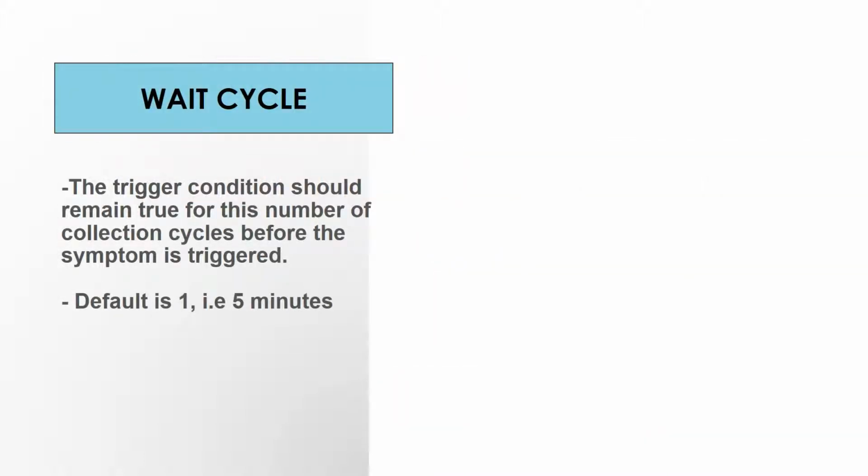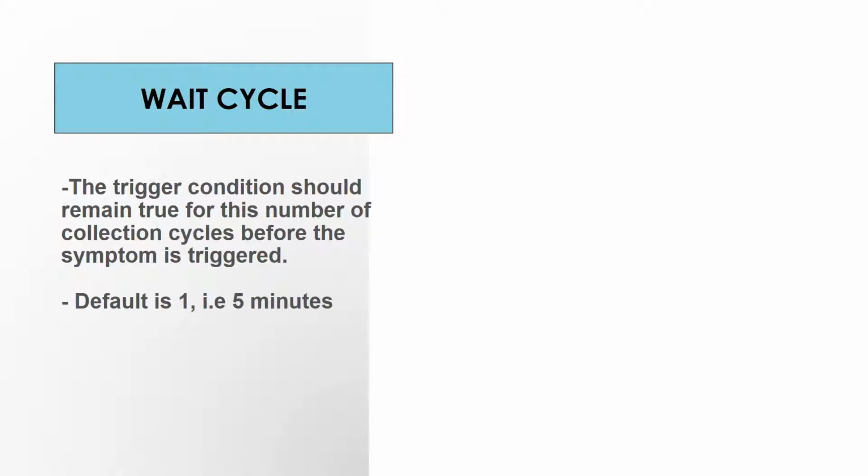Now let's see what a wait cycle and a cancel cycle are and how these are used. Say the analytics component has evaluated a condition to be true and we have set the wait cycle to 1, which is also the default, meaning 5 minutes. So before the symptom is triggered, the condition must still be true after 5 minutes. If analytics checks the condition after 5 minutes and it is false, then the symptom is not triggered. This makes sure that we are foolproof and certain when triggering a symptom.